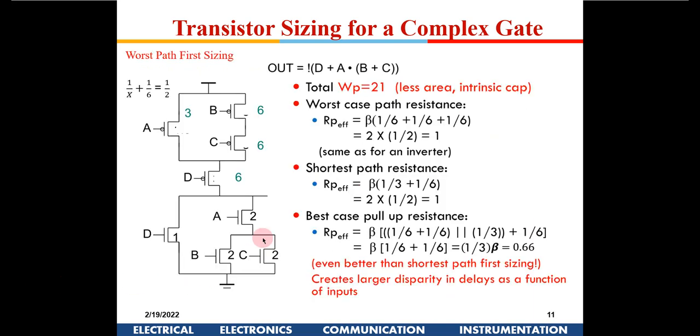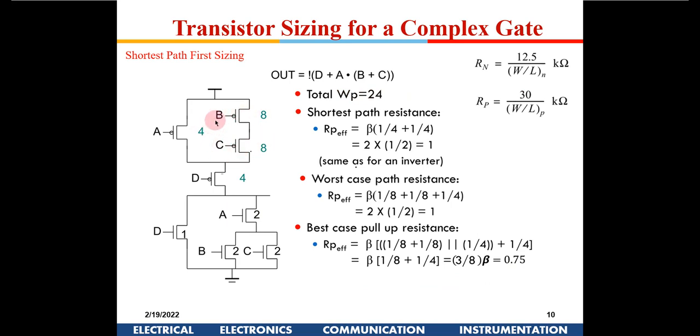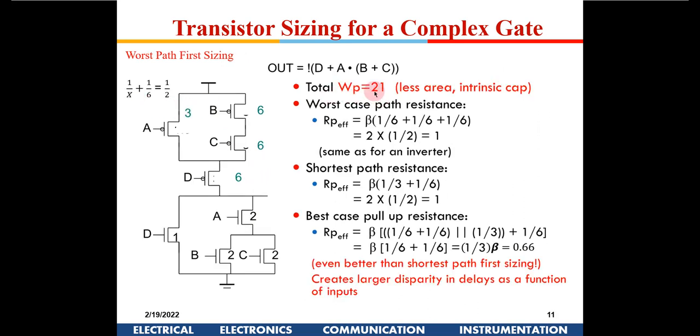Why is the problem here? If you see here, the total number of transistors required, the total width required, is more, whereas here it consumes lesser area. That is the advantage.